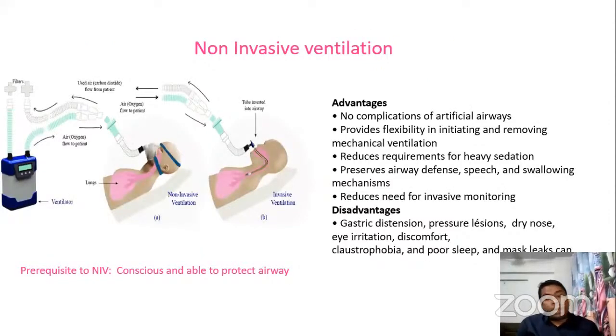We can initiate mechanical ventilation either by putting an endotracheal tube and securing the airway, or we can start with a mask. When we use a mask, the airway is not secure. So the prerequisite to NIV is that the patient has to be conscious and should be able to protect the airway. So what are the advantages of non-invasive ventilation?